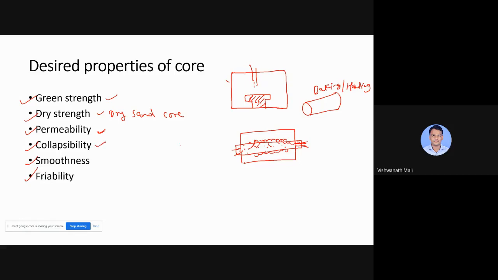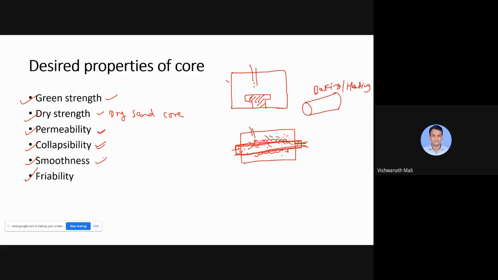Now, what is collapsibility? Here we are using a core, then we are pouring the molten metal. When the molten metal starts to solidify, it will contract. Now this core should collapse, should break, so that it cannot restrict the solidification of this metal. That property of the core is known as collapsibility.